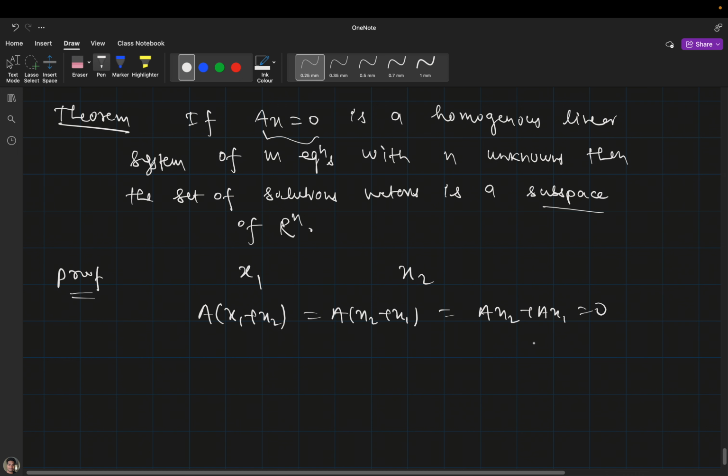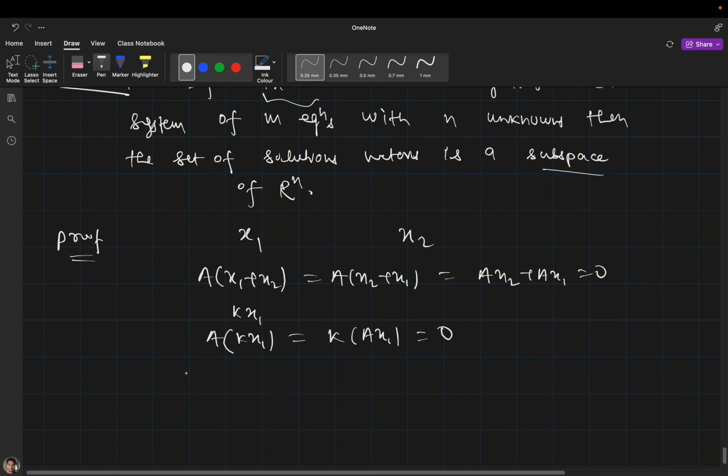Is it fine or not? Now take another solution like this, k times x1. So what does it mean? If you satisfied kx1, then what does it mean? Which means that k times Ax1, that is also a 0. That is also part of the solution.